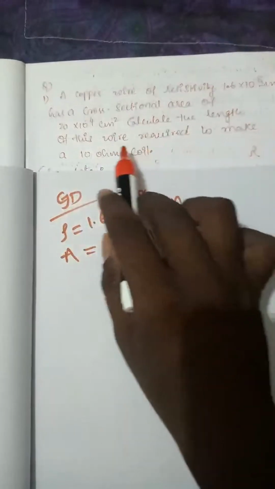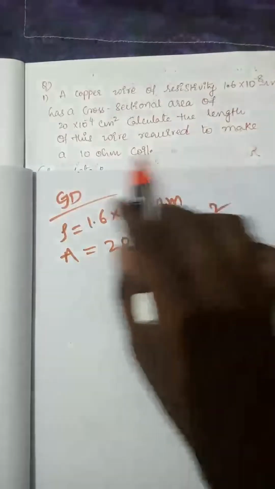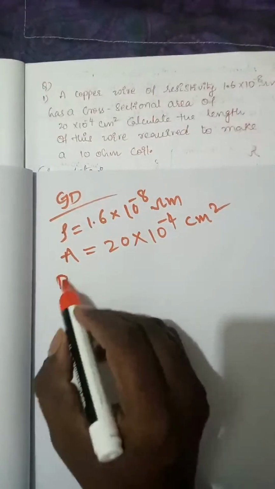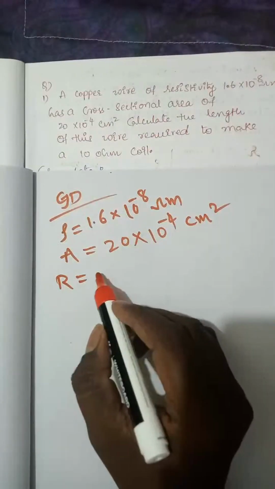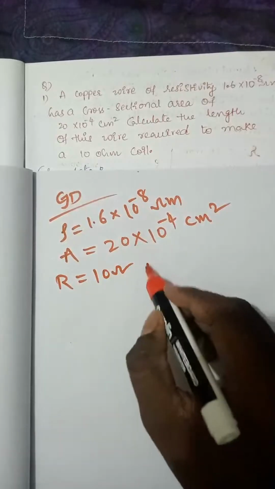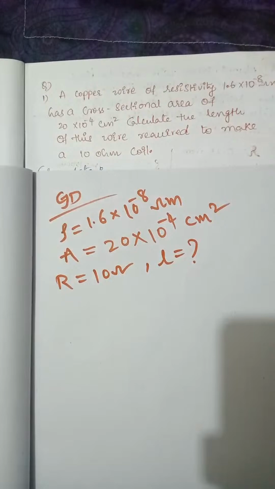Calculate the length of this wire required to make a 10 ohm coil. So resistance is also given. So the R value is also given. How much? 10 ohm. So we need to find out the length. How to find out the length?